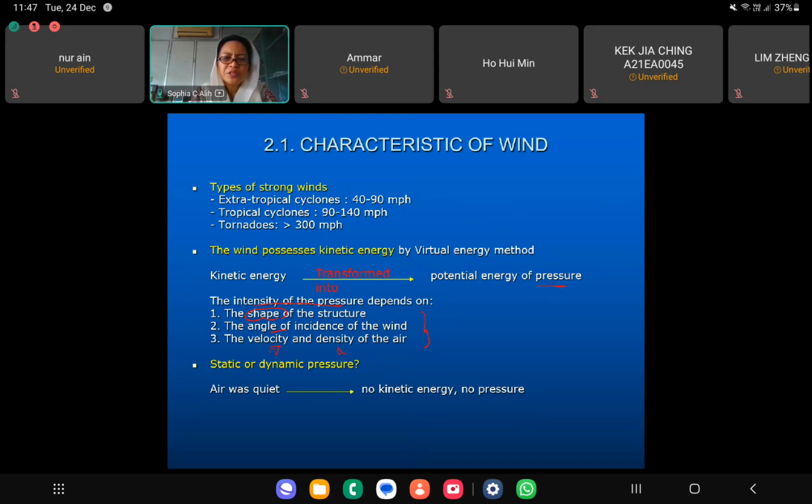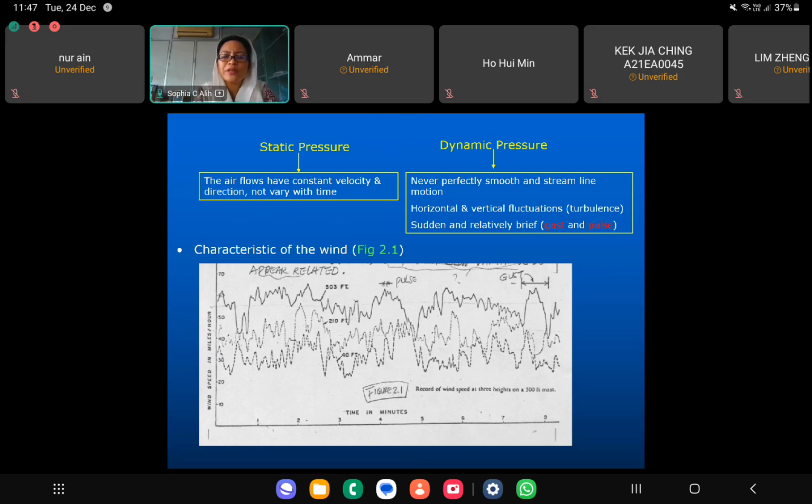Static or dynamic pressure: if the air was quiet, there is no kinetic energy and there's no pressure too much. And we mentioned to you when static design or dynamic design needs to be considered in your wind analysis. So when it is like a normal state wind, it is acceptable and it is normally enough for you to go for a static analysis. However, when you're dealing with a more significant effect of wind or a wind governed structure, then you need to go for a dynamic analysis.